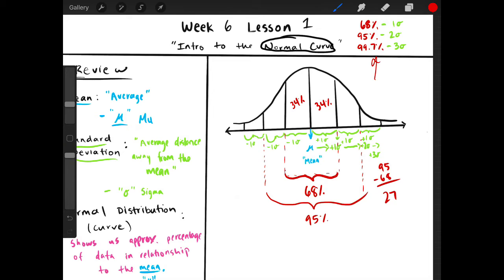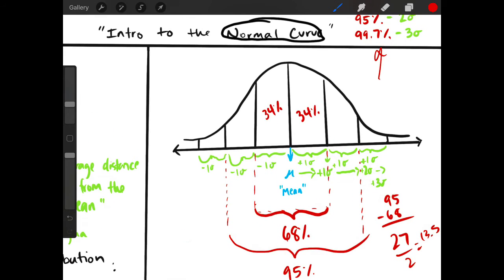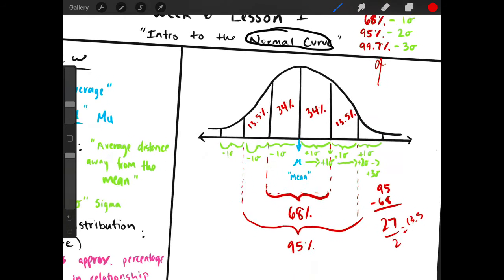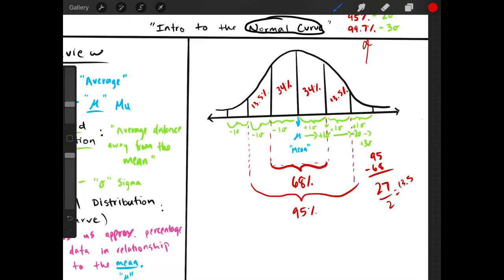Divide that by 2 because we're cutting that up into 2 different equal pieces right there. And that's 13.5. So what we know is this segment right here has to be 13.5%. Because we already knew 68%, we know that if we went one more jump out, it's 95. We subtracted them, that gives us those interior pieces. We're going to do this again.